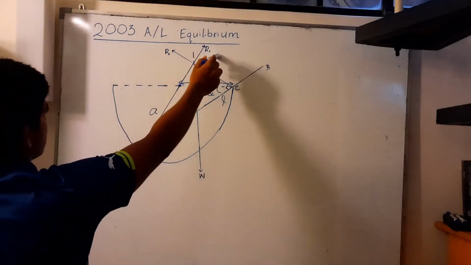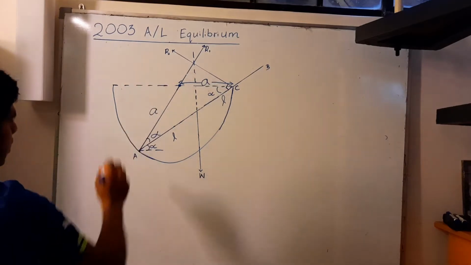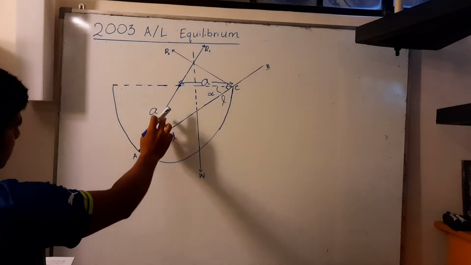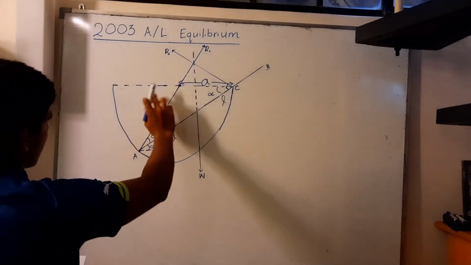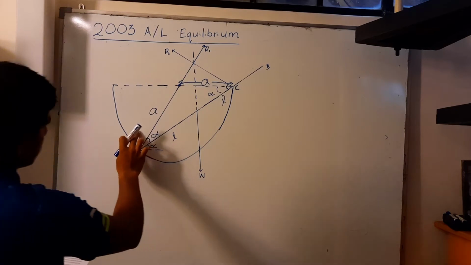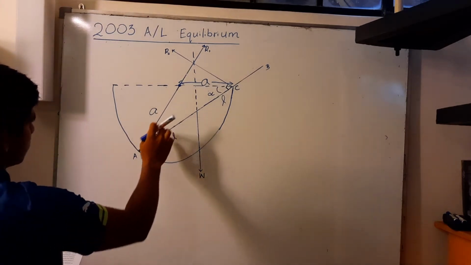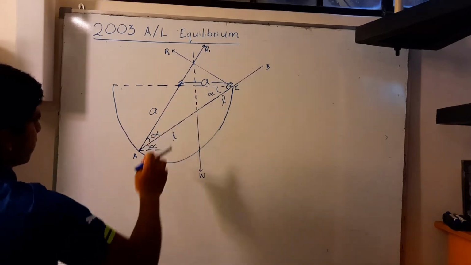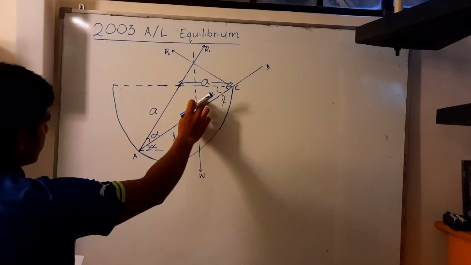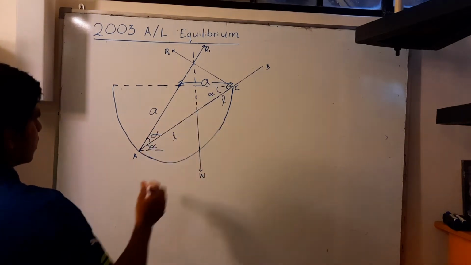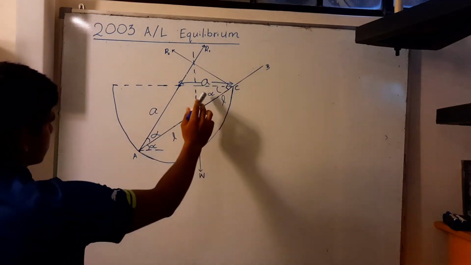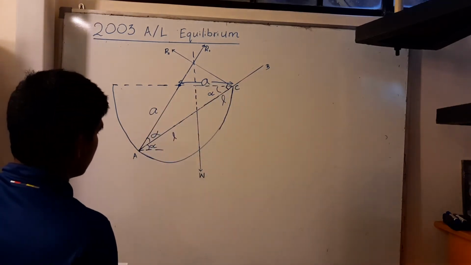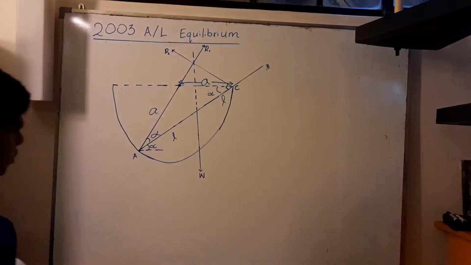I mark this reaction as R1 and this reaction as R2, and this angle is an unknown angle, so I mark it as alpha. Since both these sides are the radius of the hemisphere, this angle and this angle should be equal, since they are the equal base angles of the triangle. So this is alpha and this is alpha as well. Therefore this becomes alpha, since it's an alternate angle. So since this is alpha, this becomes alpha due to the alternate angle theorem. That's basically what you need to know before doing the question.